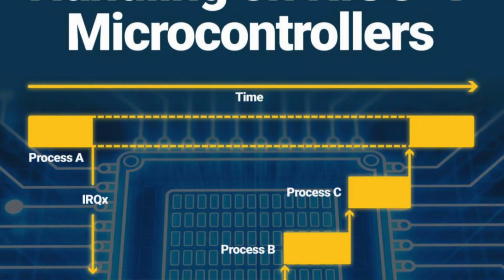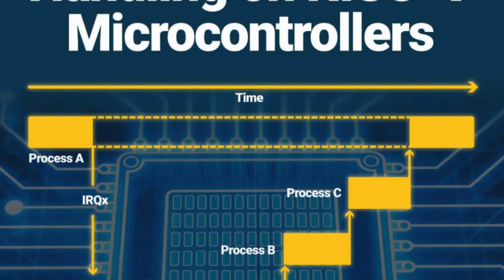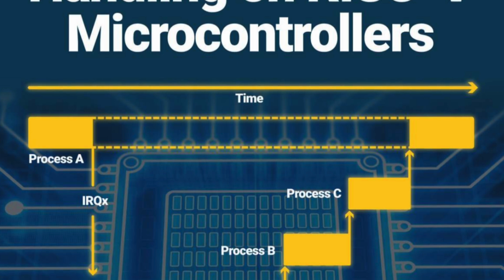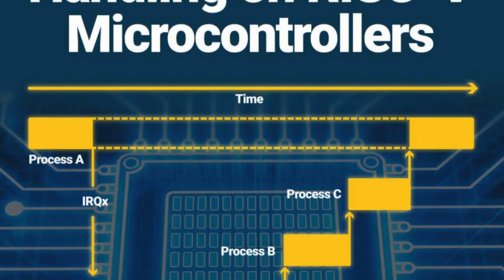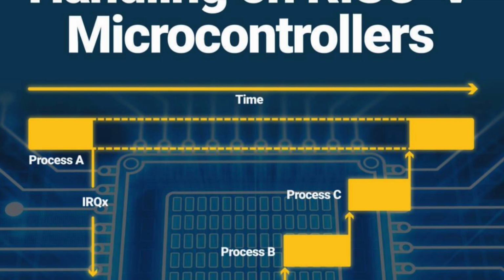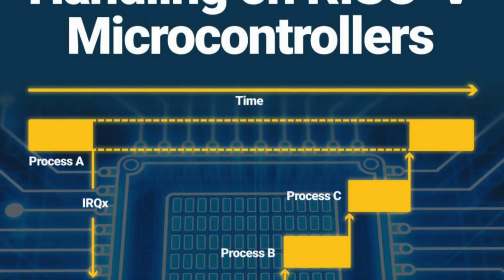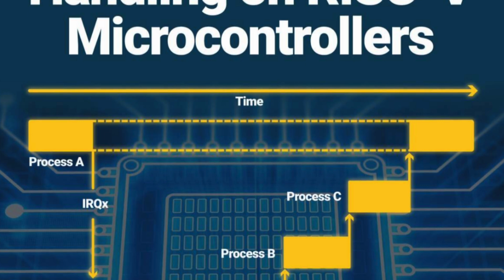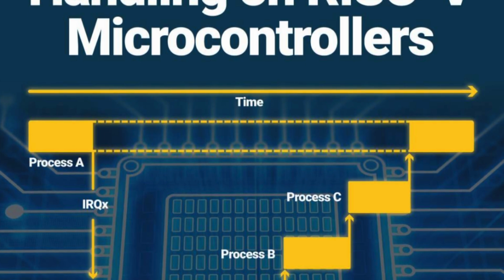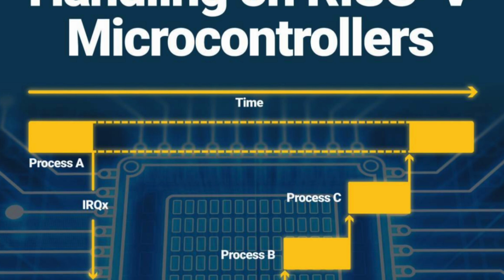What are some of the ingenious solutions that engineers have come up with to address these challenges of priority inversion and deadlock? Well, one solution for priority inversion is this clever technique called priority inheritance. Think of it like this.